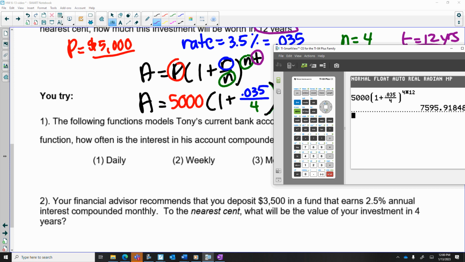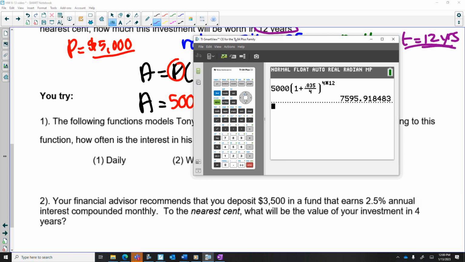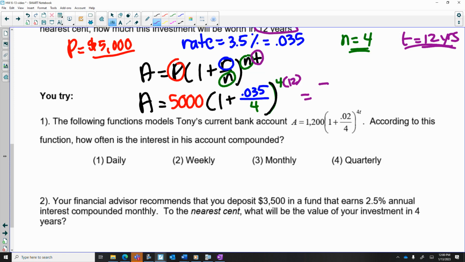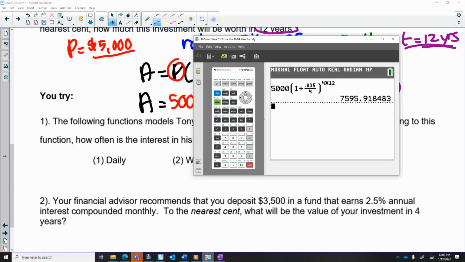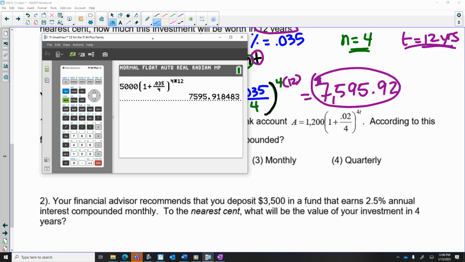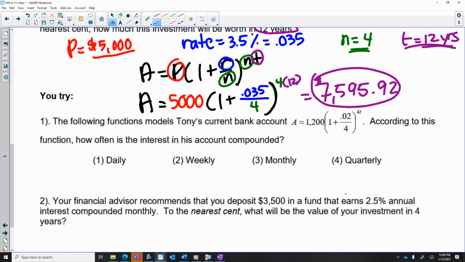And then usually we're rounding money to the nearest cent because it's dollars and cents. So it's going to be 7595.92. $7,595.92. Okay. Let's check it to make sure I have the right amount. 7595.92. That's it. There you go. Now you try the next two down below.